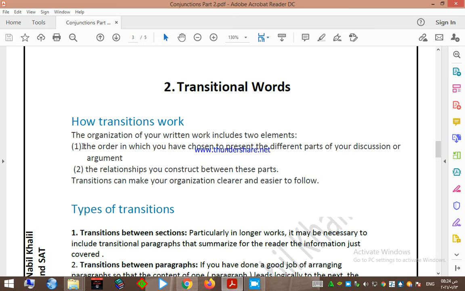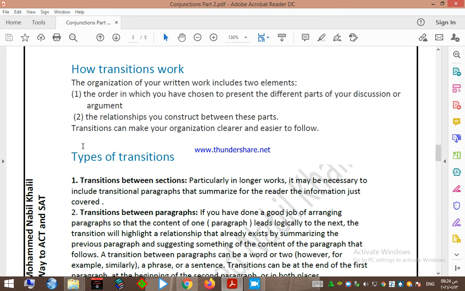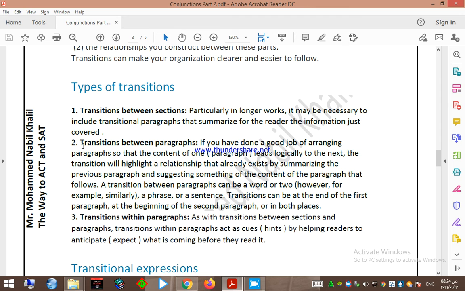Transitions can make your organization clearer and easier to follow. When you use transitional words, it's easy to know that your writing is so clear and so easy to follow, understanding these ideas. Types of transitions: transitions between sections, transitions between paragraphs, transitions within paragraphs.